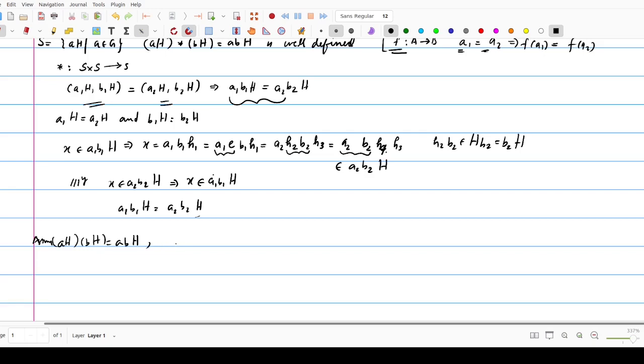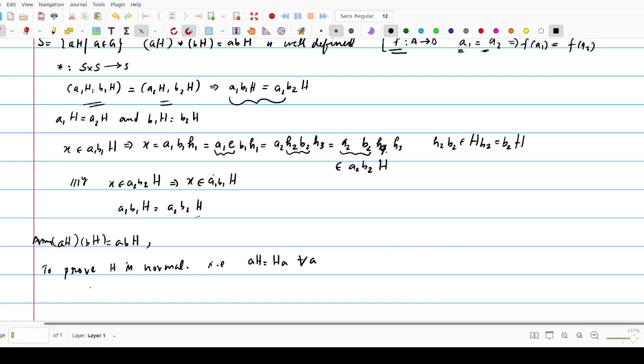Okay, so every element of the left cosets of H is in the corresponding right coset of H. Okay, so that is to prove, we need to prove that H is normal. H is normal means AH equal to HA for every A. So this is what we have to prove next.